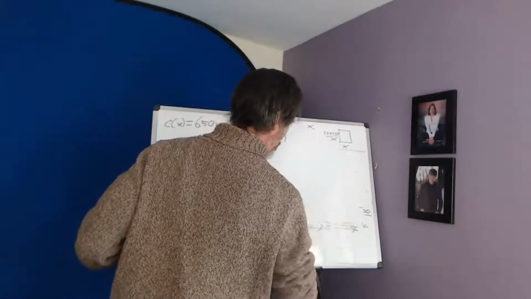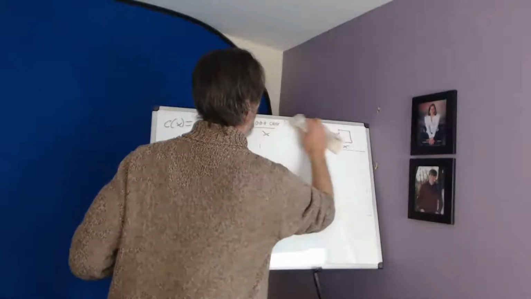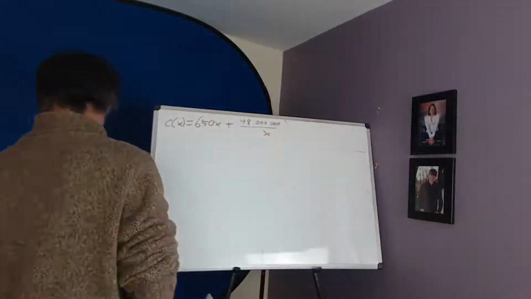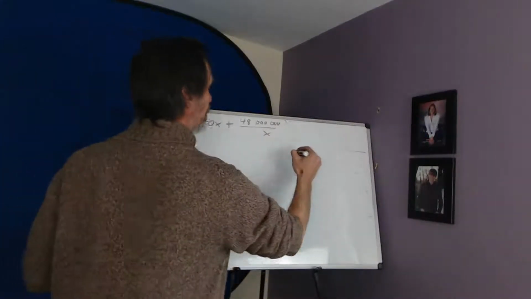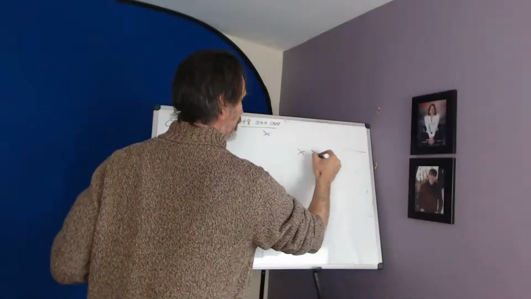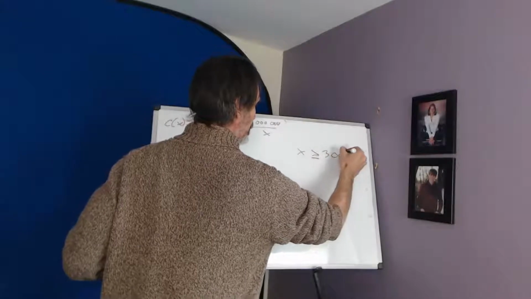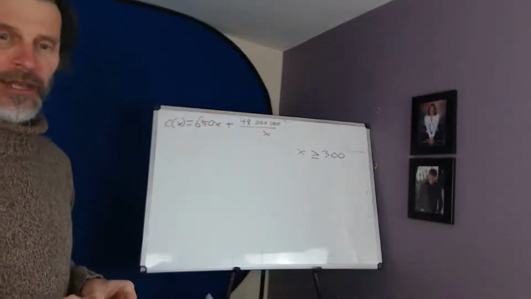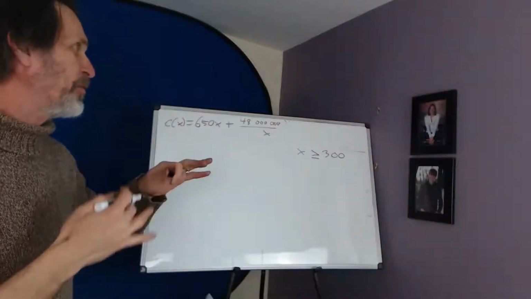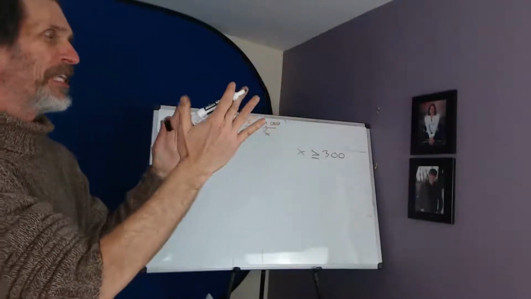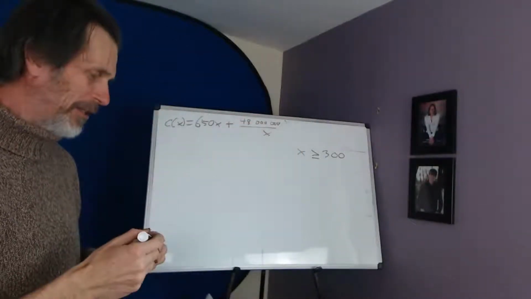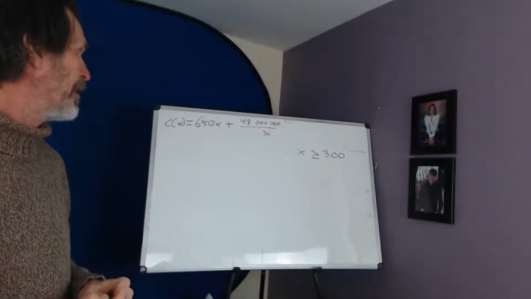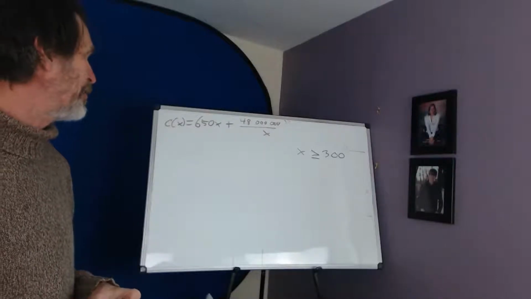But we are limited with a domain as well. x must be bigger than or equal to 300, just because of aesthetics. We don't want this skinny little building on a lot that looks dumb. We want it to fill up the frontage of the lot as best we can.